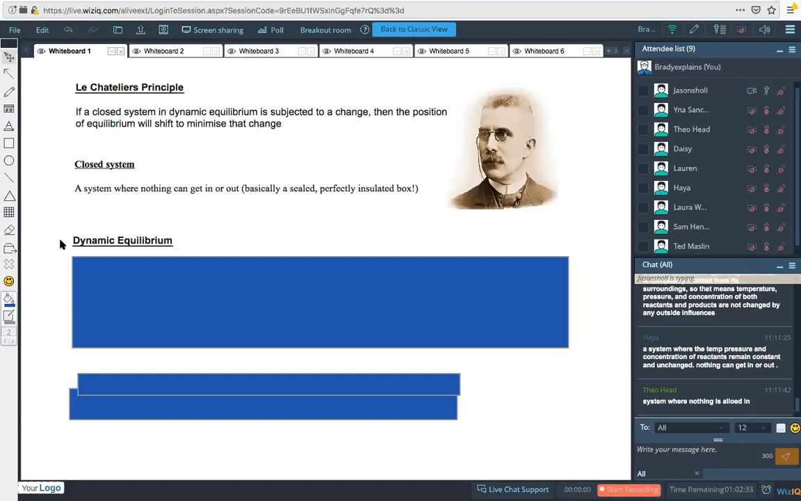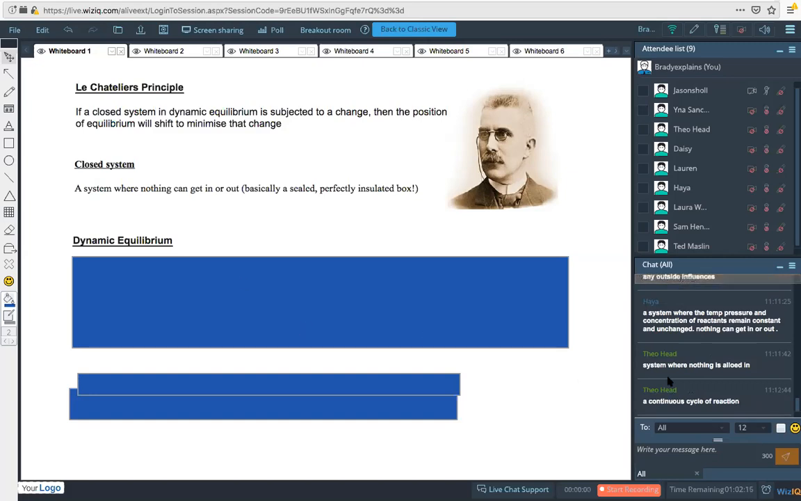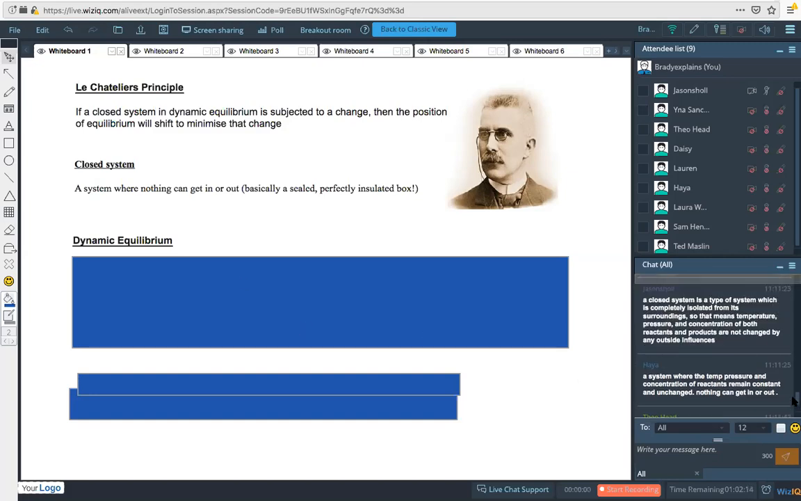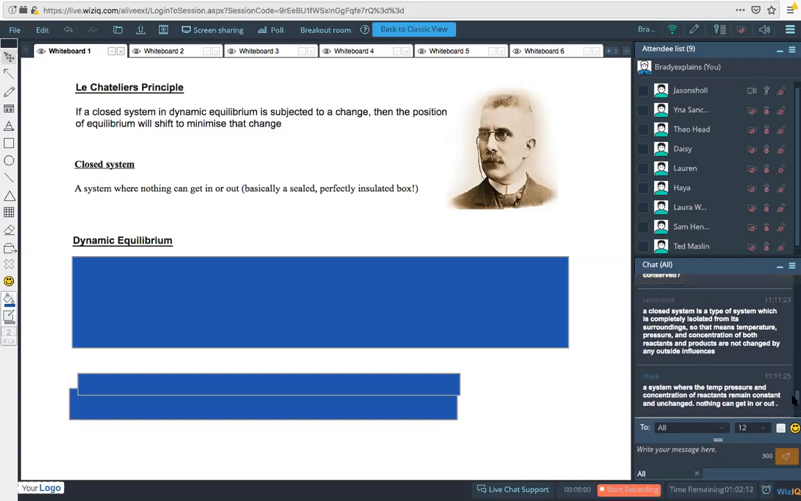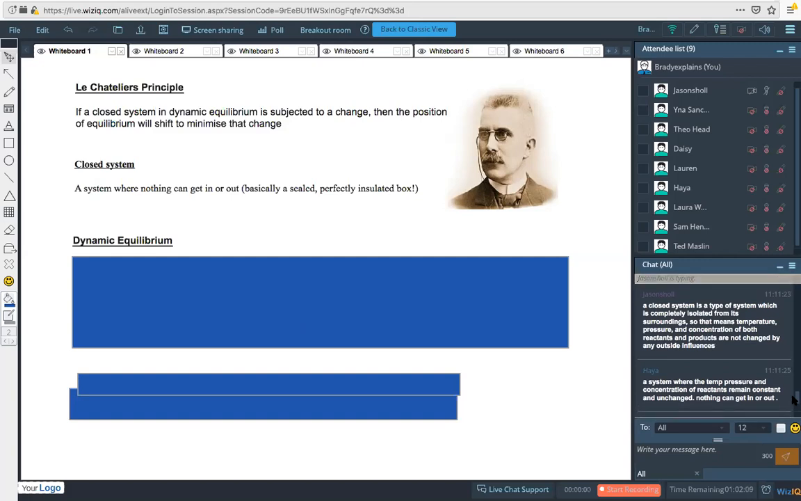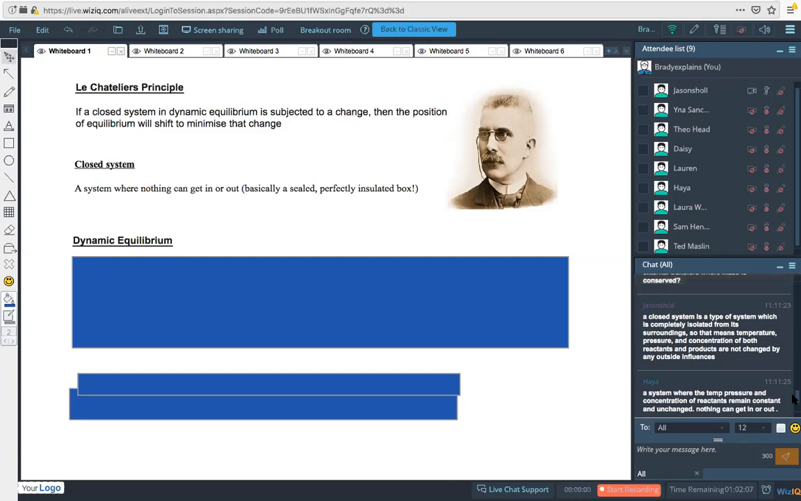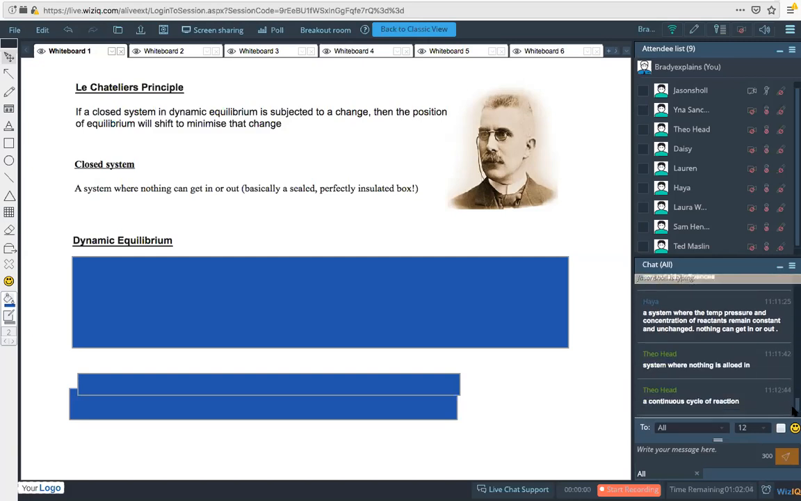Hiya. So just with your answer, the pressure and temperature and all of that doesn't have to remain constant in a closed system. It's just that nothing can get in and out. So you can change things in a closed system. So temperature can change, pressure can change. That's fine. They can't be changed by anything from outside. Yeah.